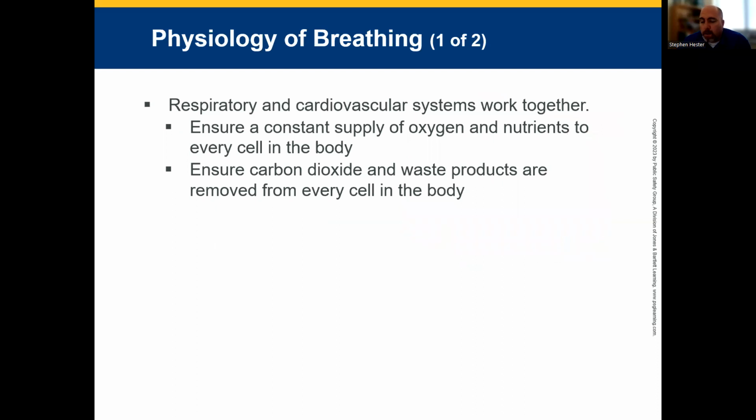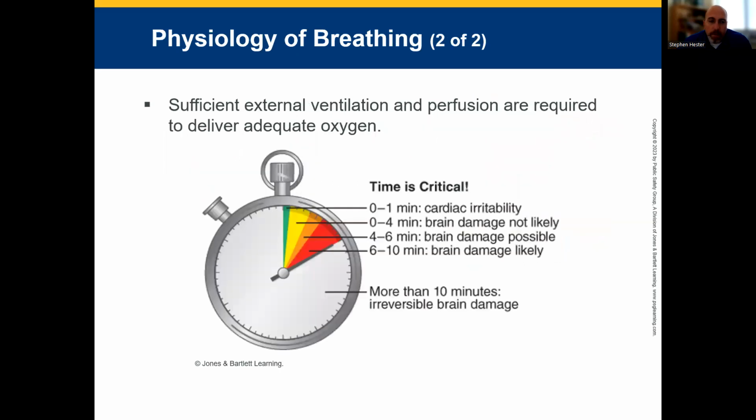All right, the respiratory and cardiac systems work together. They ensure that a constant supply of O2 and nutrients goes to every cell, and they ensure that CO2 and waste products are removed from every cell. And to make sure that we have this, significant external ventilation and perfusion are required to deliver adequate oxygen.